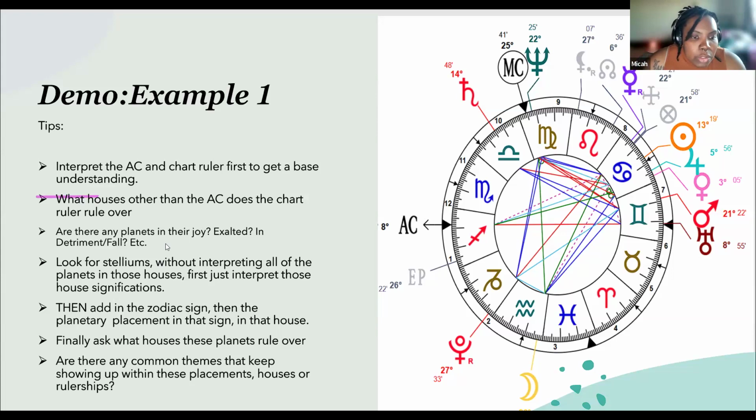Are there any planets in their joy, exalted, or in their detriment or fall? So basically, the Moon is technically in a Saturn ruled sign. So even though the Moon isn't in Scorpio, it's not in its best place, but I'm not going to count that as a negative necessarily. It's not the best place for the Moon, but it's not horrible either. Mars in Gemini is fine. Venus in Cancer, fine. Jupiter in Cancer is great. Something literally is being birthed here.